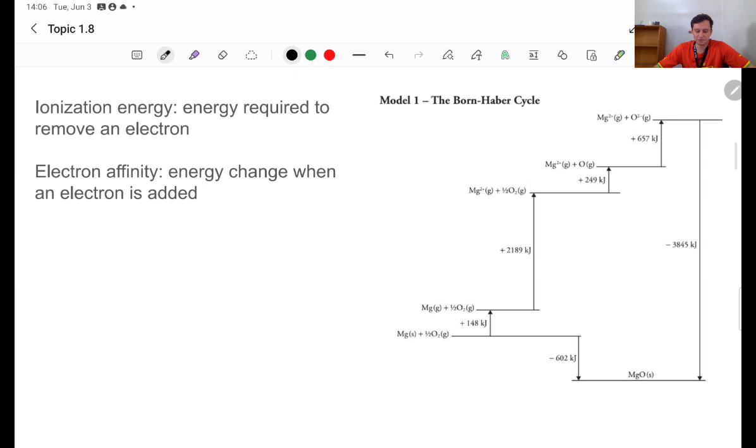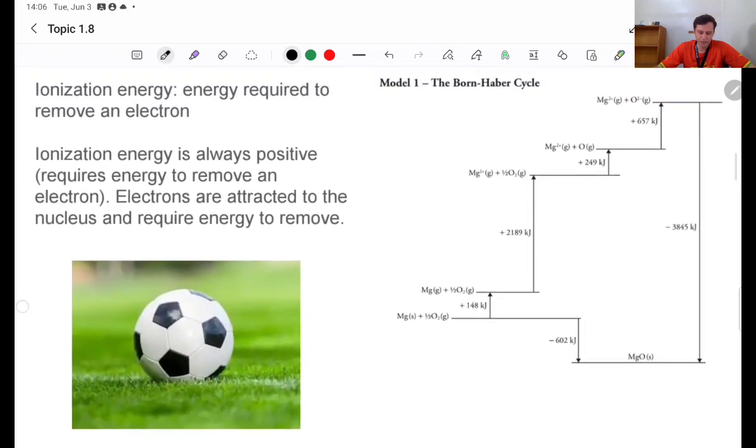So ionization energy is the energy required to remove an electron, and electron affinity is the energy change when an electron is added. Okay? So if we're talking about oxidation, that's ionization energy, and electron affinity is reduction. Now, ionization energy is, again, the energy required to remove an electron. And ionization energy is always positive. It always requires energy to remove an electron.